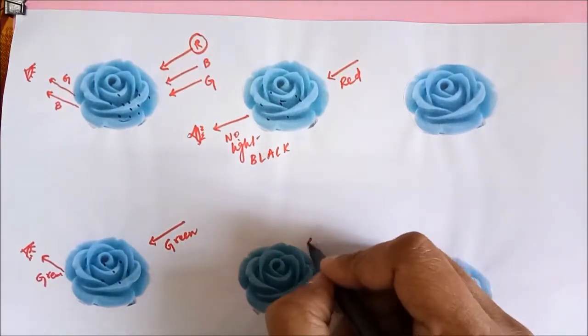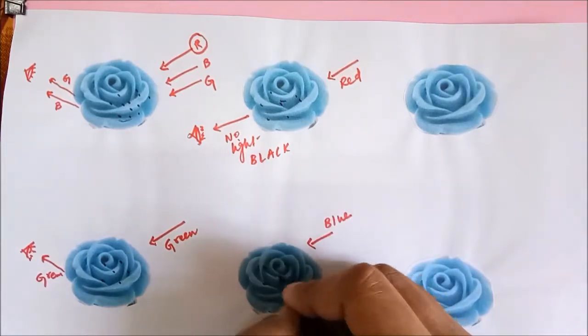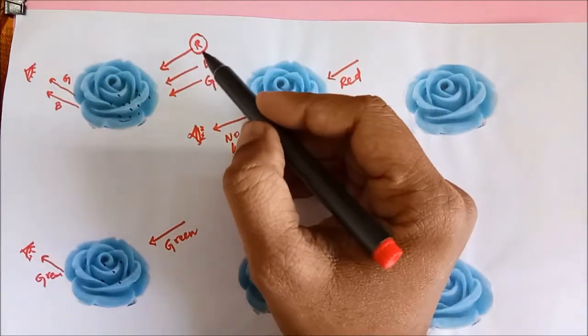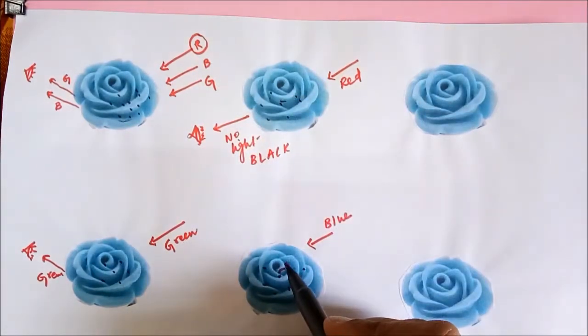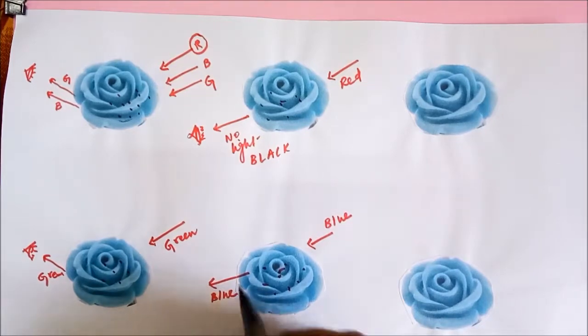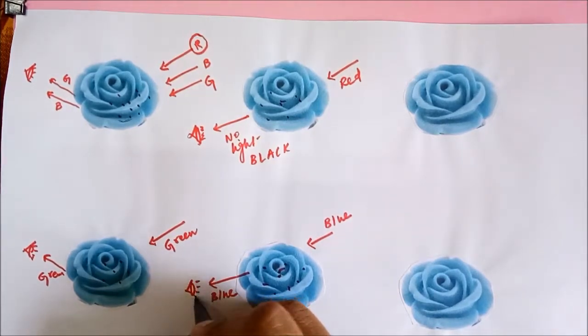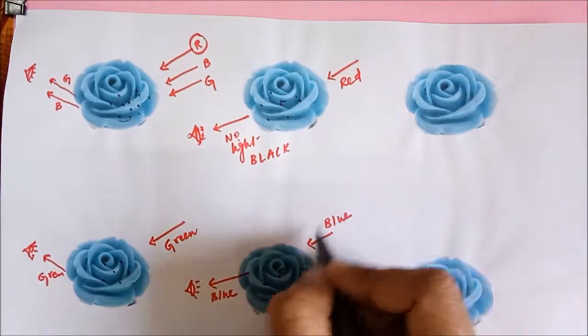Okay. If you impart blue light, the cyan pigments, as discussed earlier, only absorb red color. They do not absorb blue and green color. So this blue light is not going to get absorbed. Entirely the blue light is going to get reflected and finally reach our eye. So you will feel that this cyan rose appears blue in blue light.